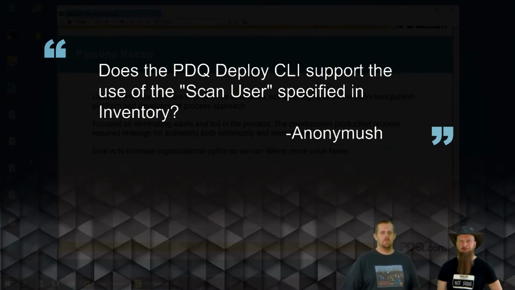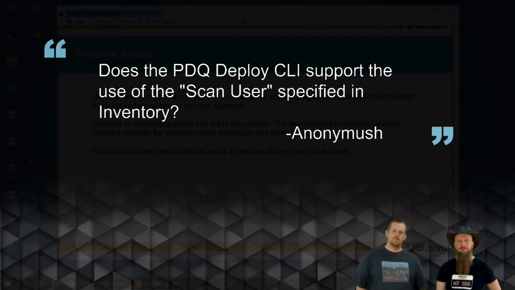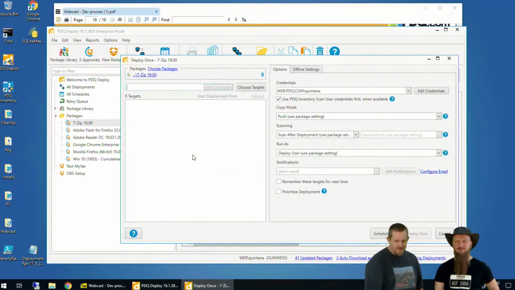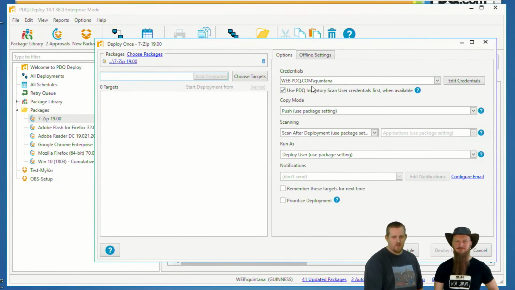Dear Chris and Michael and Colby, does the PDQ Deploy CLI support the use of the scan user specified in inventory? Thanks, Anonymous. So is that anonymous? Yeah, so if that is what your default is set to, it should be using the default. Because I believe when you actually run a deployment, so let's say we deploy 7-zip here, it uses what was set last here. It should be using this setting, I believe, when you trigger this from the CLI.